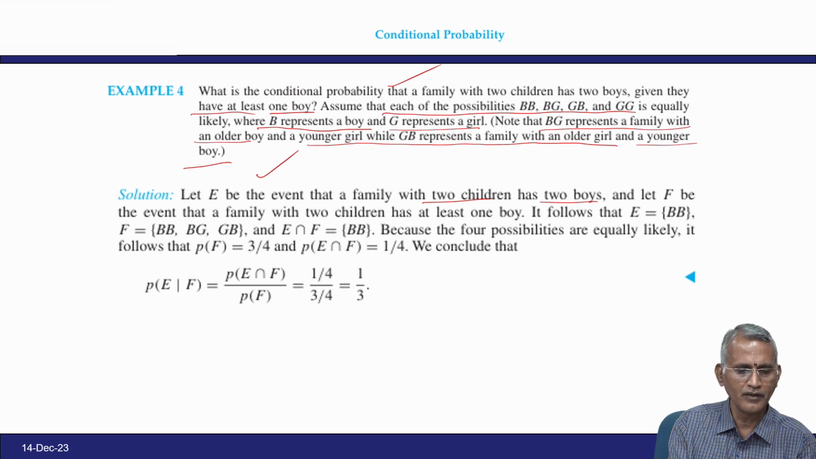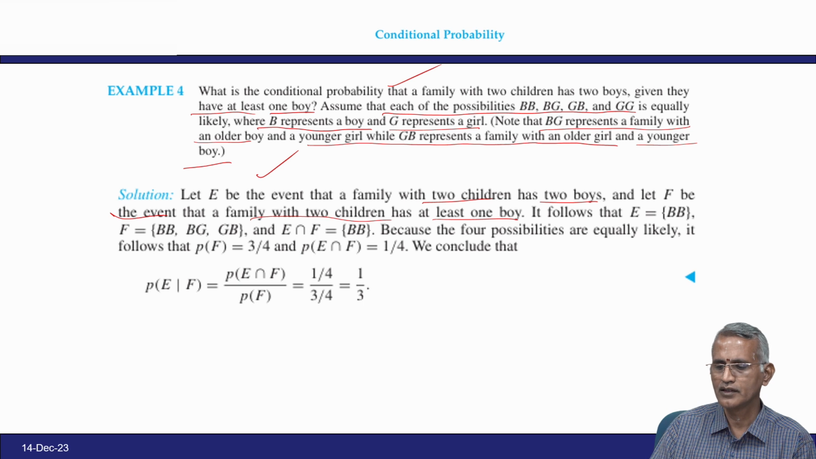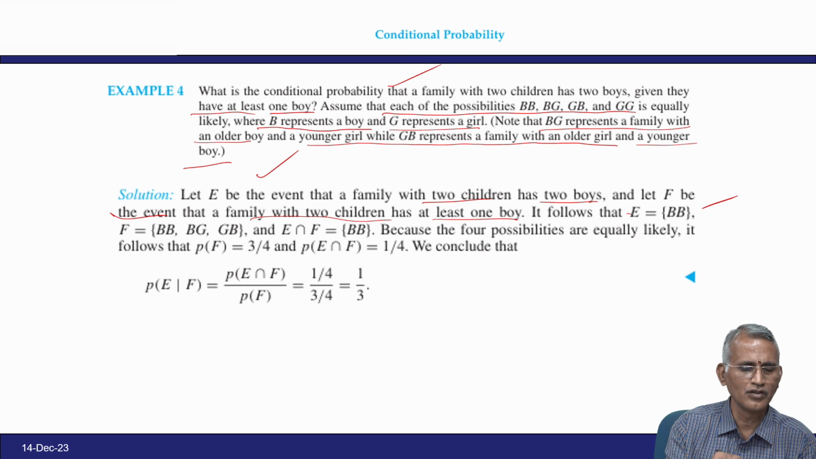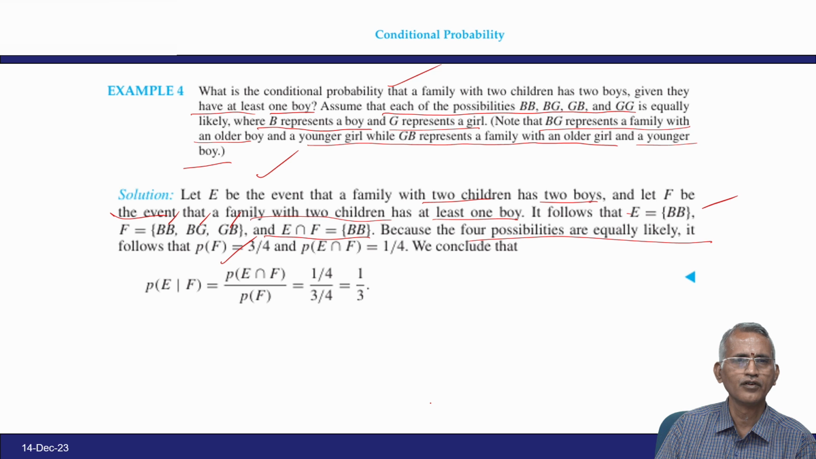Let F be the event that the family with 2 children has at least 1 boy. It follows that E equals BB and F equals BB, BG, GB, and E intersection F equals BB, because the 4 possibilities are equally likely. It follows that probability of F equals 3 by 4, probability of E intersection F equals 1 by 4.